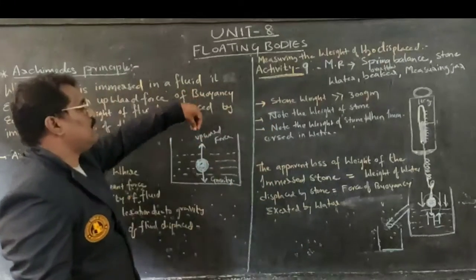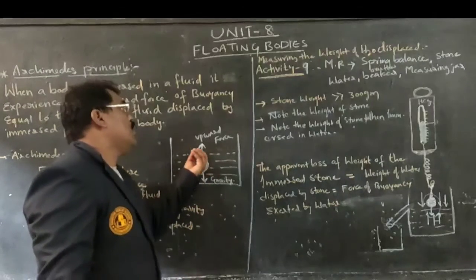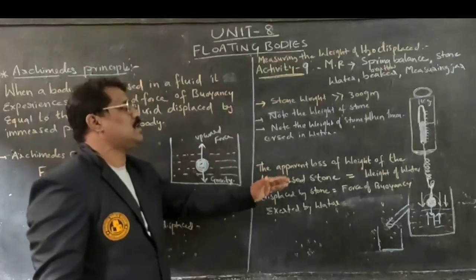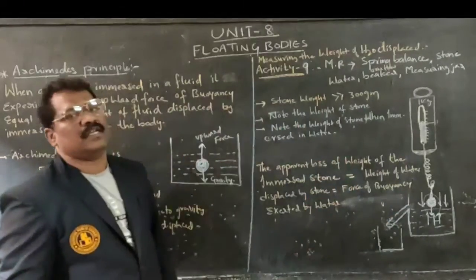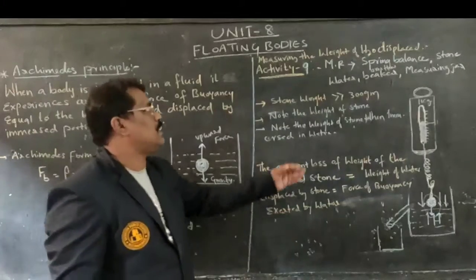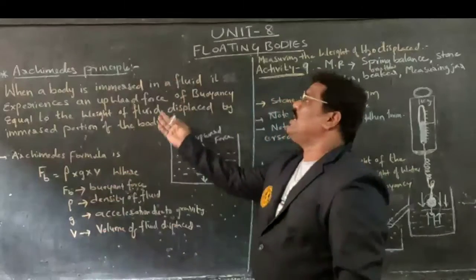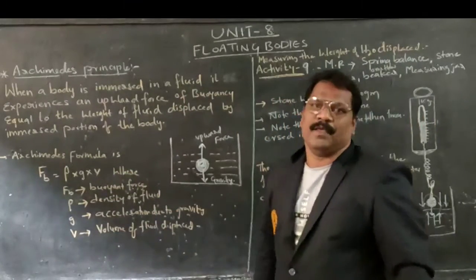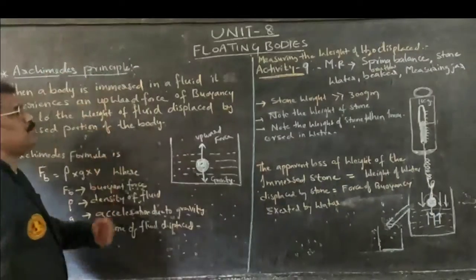When a stone is immersed in water, we measure the weight of the water displaced outside. Water will come outside through a beak into another jar, that is, a measuring jar. We are going to perform that activity after studying what is meant by Archimedes principle and its formula. What is called Archimedes principle?